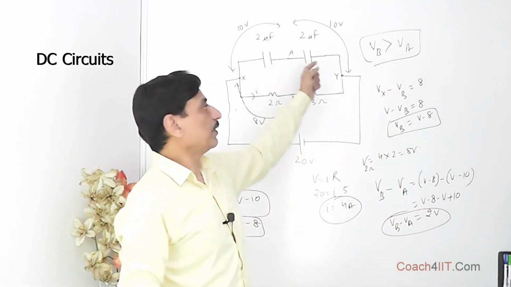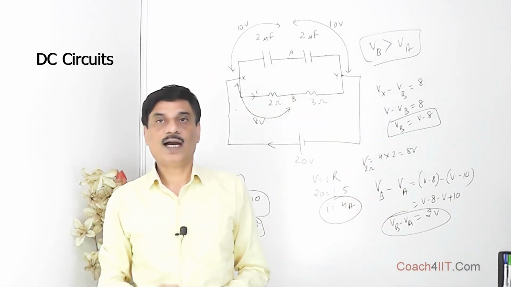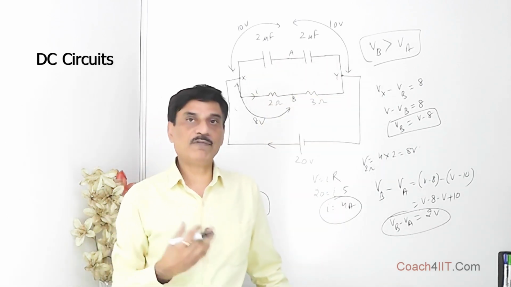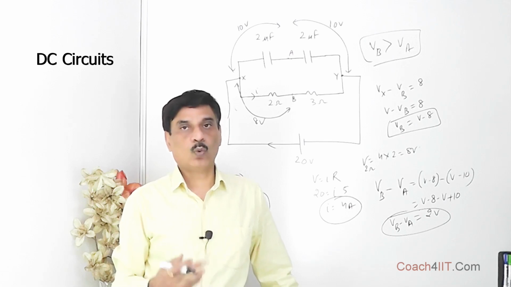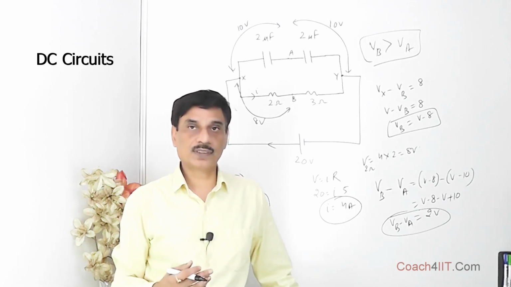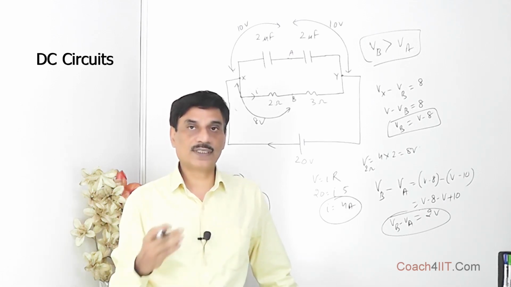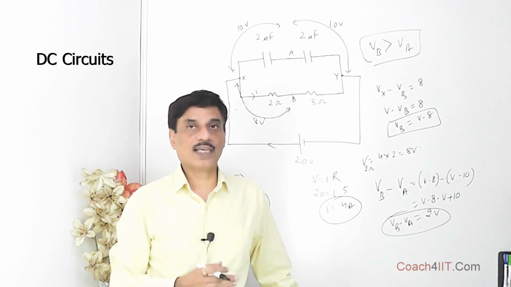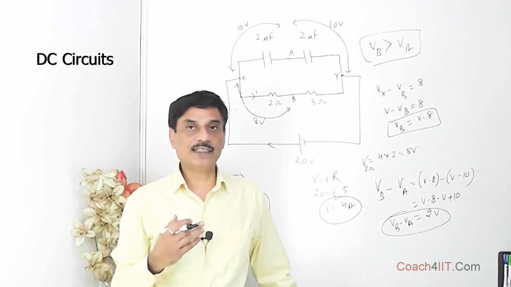We could have a different arrangement of capacitors, and then the potential difference across this and across this would have been different. Then also you can find what is the charge on each capacitor. We know that when capacitors are joined in series, the charge on both of them is the same, and accordingly we can find the potential difference.